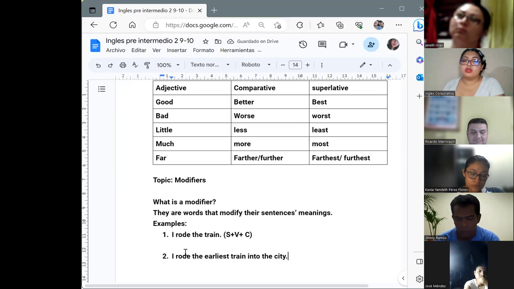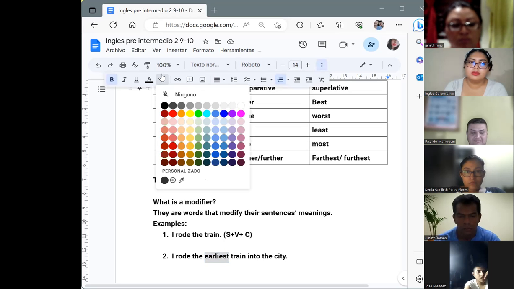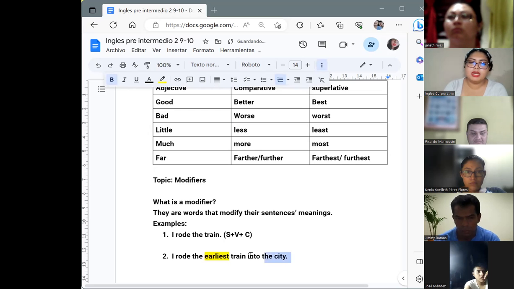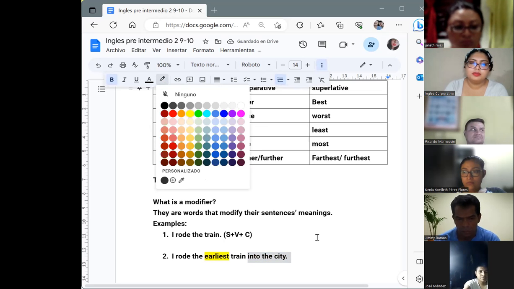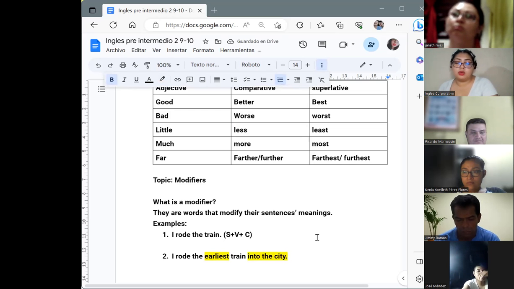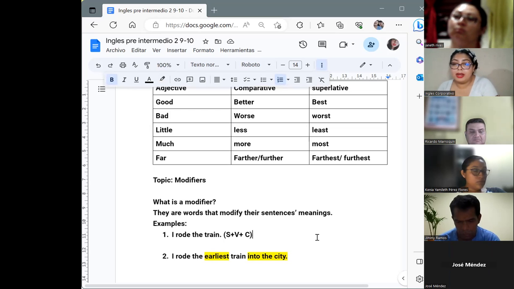¿Ven la diferencia entre las dos oraciones? Una es corta, la otra es más larga. ¿Por qué? Porque yo agregué acá esta palabra. This one, earliest. Y también agregué esto, into the city. Ahora, yo estoy utilizando un adjetivo ahí, pero es un adjetivo superlativo. I rode the earliest train into the city. Si es superlativo y es sobre el adjetivo early, que es temprano, como yo estoy diciendo, el más temprano, quiere decir que es el primero. Entonces yo tomé el tren más temprano o el tren que salía más temprano. ¿Hacia dónde? Hacia la ciudad.